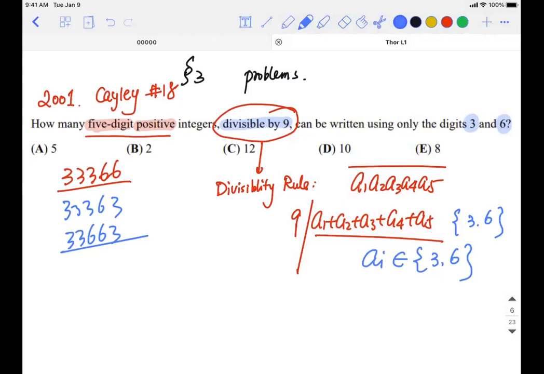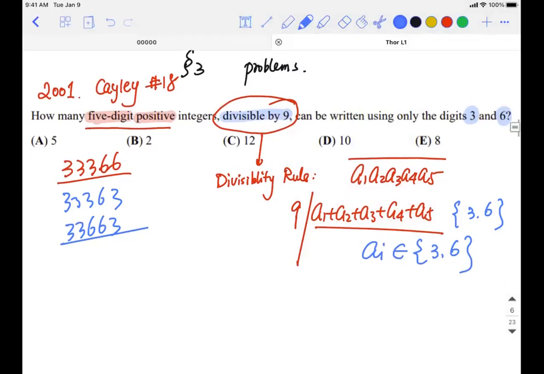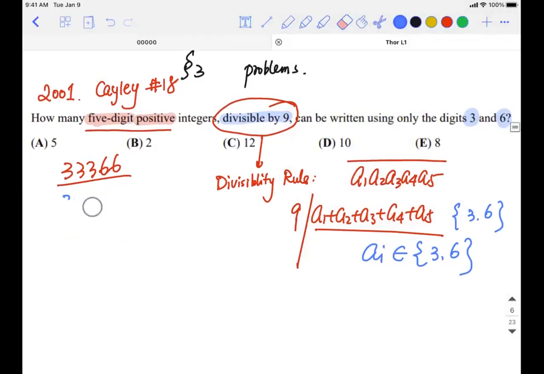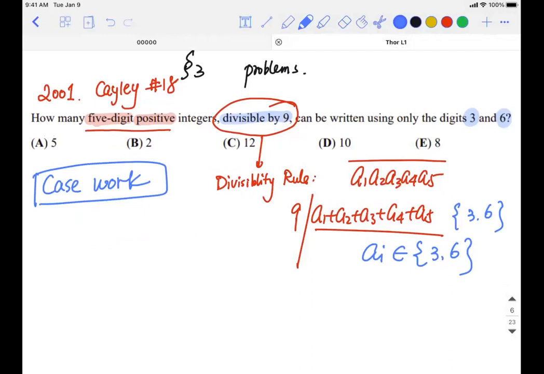I think we can do some casework. So for example, first we can have one digit as 3, then the other as 6. Then second, we can do 2 3s, then the others are 6, and so on and so on. Is that right? I think that's a very good idea.